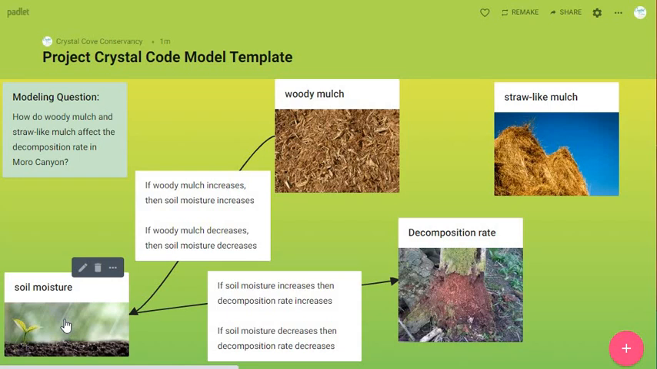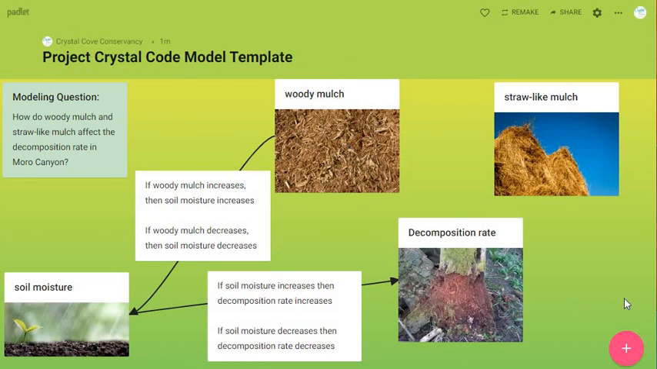Here I have a second pair of conditionals, and I'll want to continue with the same logic. If soil moisture increases, because that's what we determined from our conditional, then the decomposition rate increases. Therefore, I can conclude by my proof that if woody mulch increases, the decomposition rate will increase. My model predicts that if we use woody mulch in our experiment in Crystal Cove, then the decomposition rate will increase.